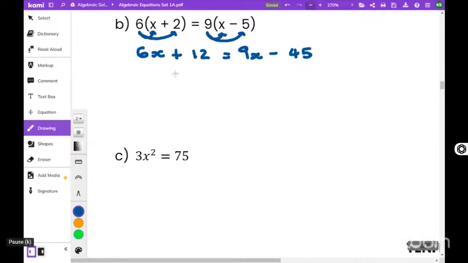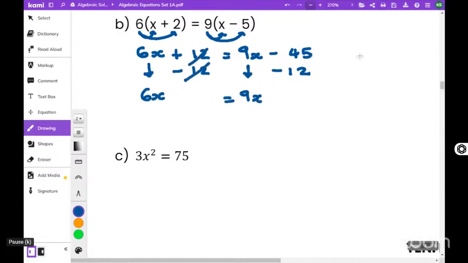We want to get x onto one side and we want to get the numbers on the other side. If I want to move 12 across, I do the opposite of plus 12, which is minus 12, and I do it one step at a time. I'm just going to minus 12. Whatever I didn't minus, I just rewrite it. So I rewrite the 6x. I rewrite the 9x. I rewrite the equals.